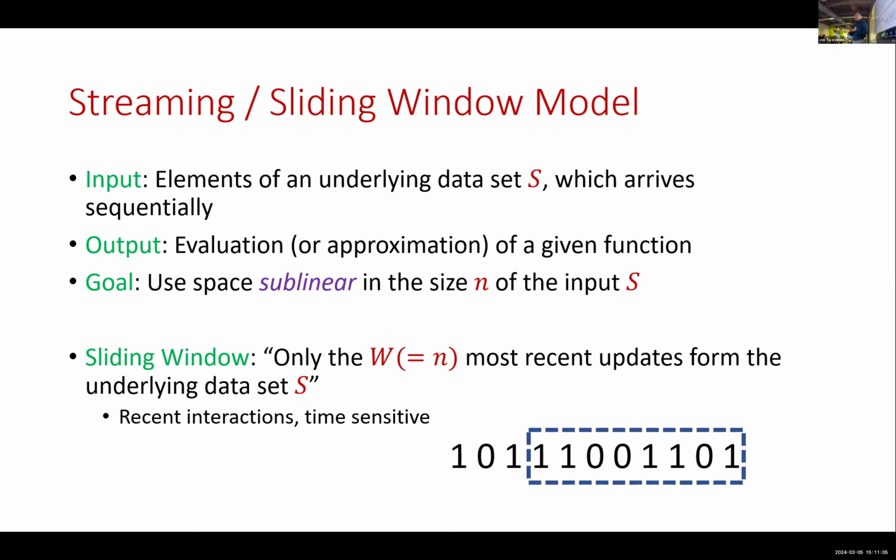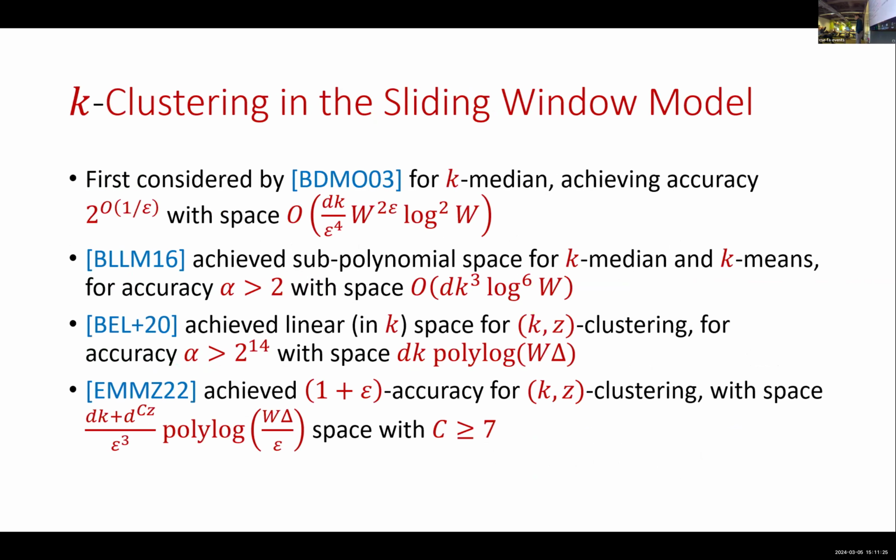Okay, so again, when you see the most recent element, you know that some element W times away has expired, but you don't know what its value was. And you can see that this model captures interactions where more recent data is prioritized. Okay, so clustering in the sliding window model was first considered by Babcock, Datar, Motwani, and O'Callaghan for k-median, and they achieved some large approximation with some amount of space that's sublinear in the size of the data set.